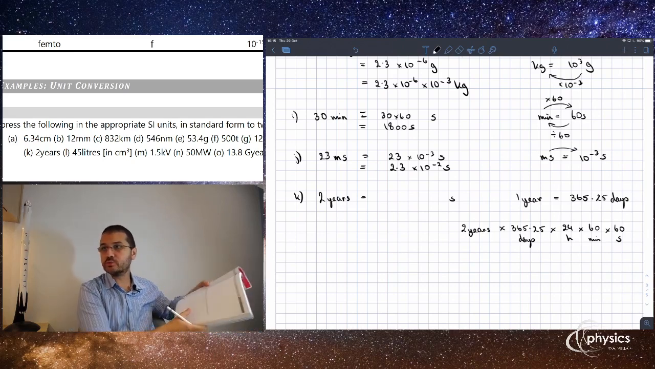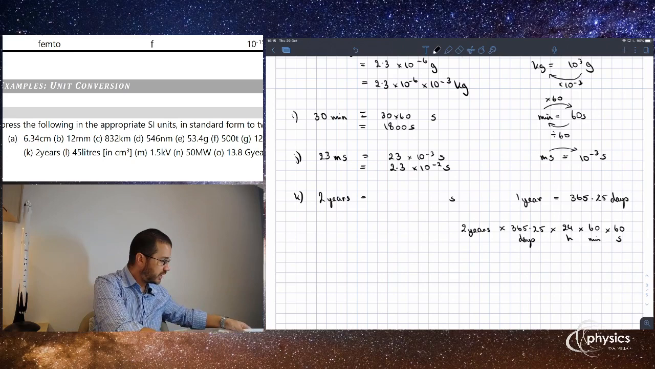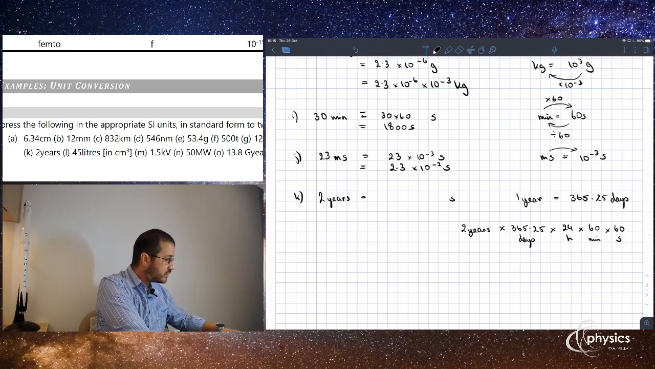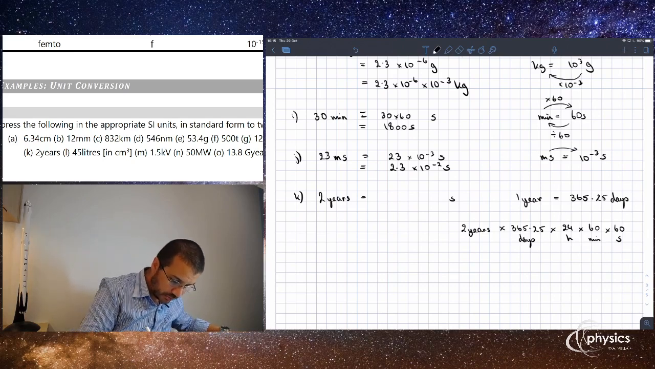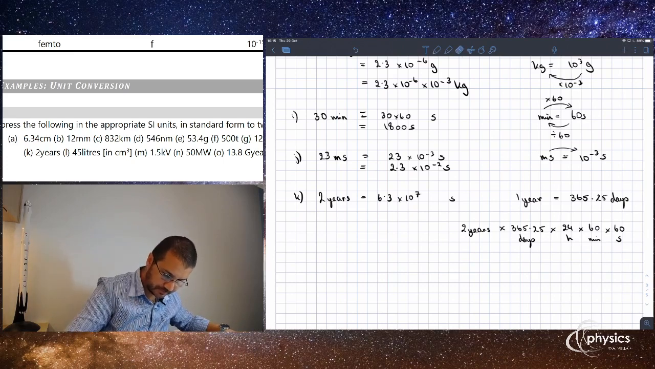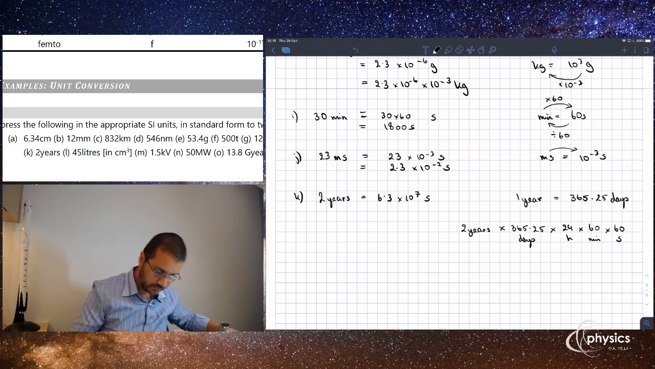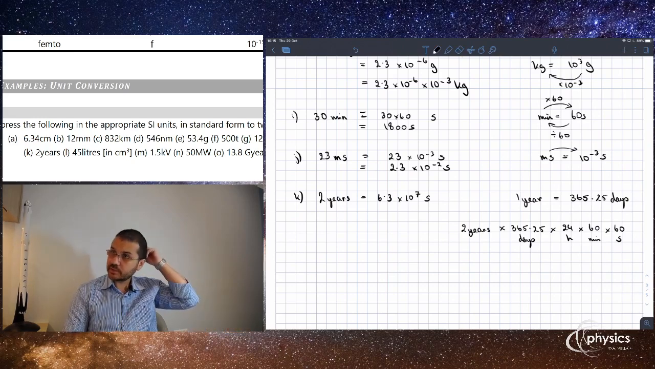So you're not to skip any step. Alright? Because there are many steps to convert years into seconds. And it is very, very common that you are asked to do so. If you work it out, the answer will be 6.3 times 10 to the 7 seconds.